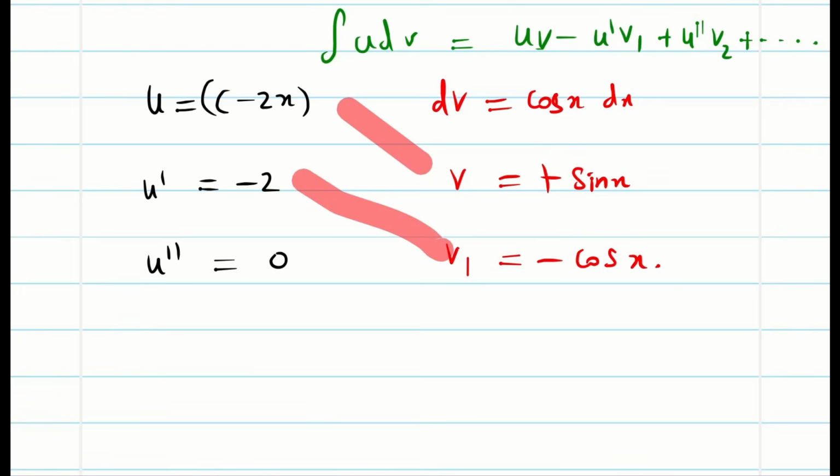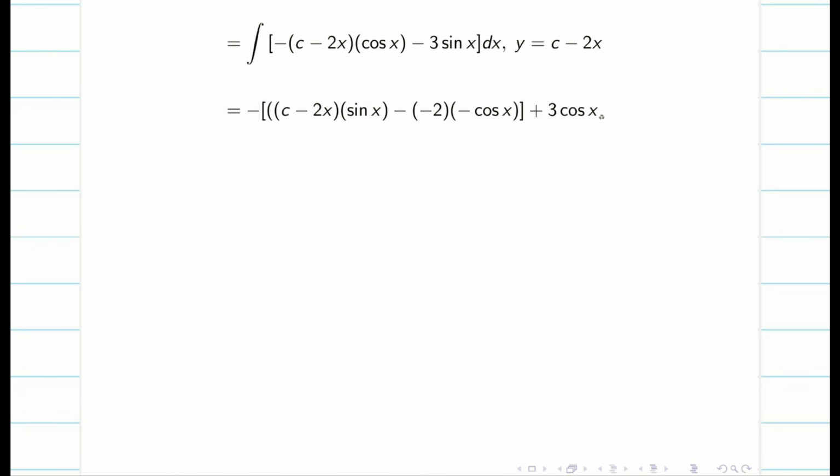So since we have only 2 terms, the answer is going to be (c − 2x) sin x − (−2) into (−cos x). When we simplify this, I have to replace c − 2x by y. So I get −y cos x. Then minus into minus is plus, but there is one minus here and one minus outside, so it is going to be plus 2 cos x.